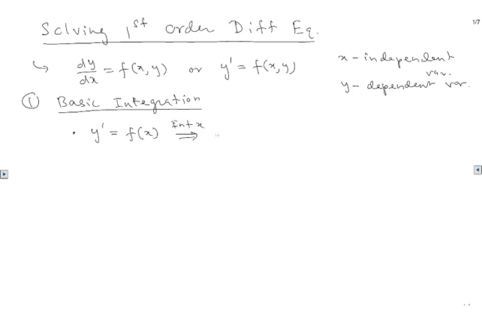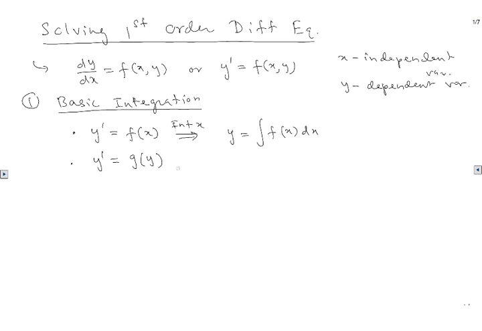If you do that, because that's the derivative, you get the function y back, which is just the integral of the function. So that's the easy one. The second case: y prime becomes a function of the dependent variable. In this case, you cannot just integrate like that, because the function on the right side is a function of y, not x. So the integral is meaningless.